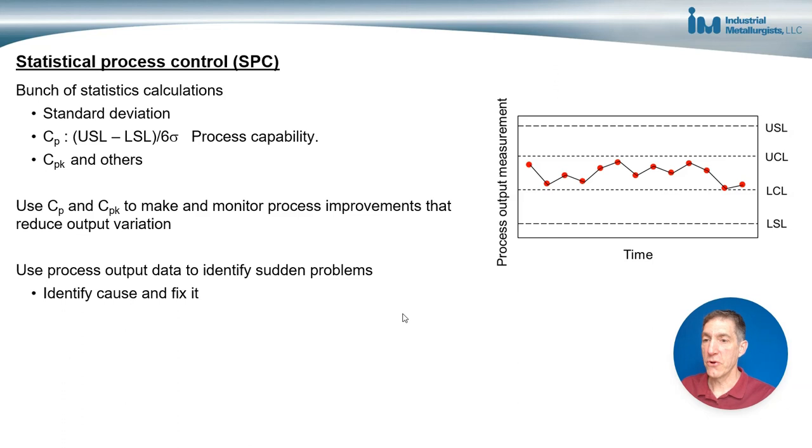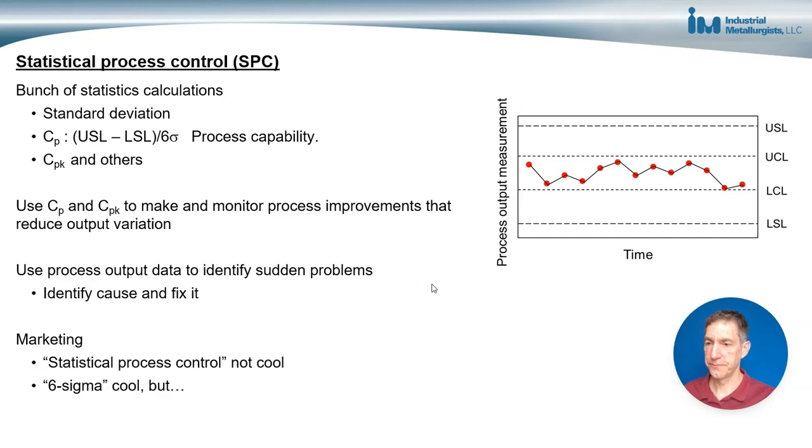We also use the process output data to identify when sudden problems occur, such as an equipment malfunction or an operator error, or maybe a change in the environment or a change in the materials that are coming into the manufacturing line. And based on this information, identify the cause and then fix it, and prevent problems from occurring and prevent creating product that goes outside of the spec limits.